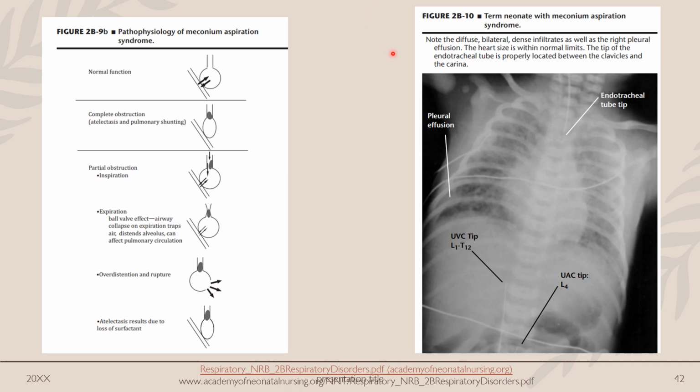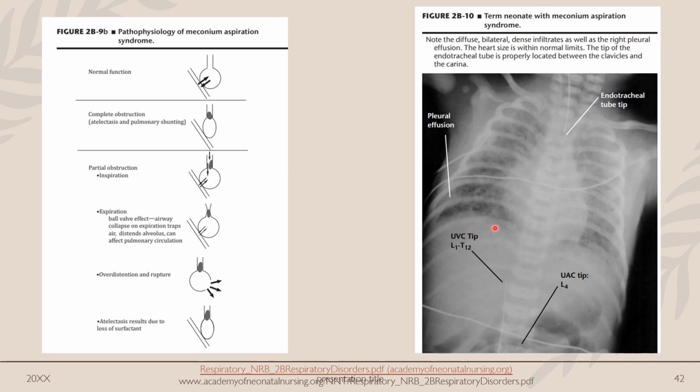On the right, you can see an X-ray, totally different patterns than TTN and RDS, right? Here we have what they call diffuse bilateral dense infiltrates that are in the lung, and typically if they're air trapping, you're going to see an over expansion rather than an under expansion. If we count the lungs, 1, 2, 3, 4, 5, 6, 7, 8, 9, this is actually adequately expanded.